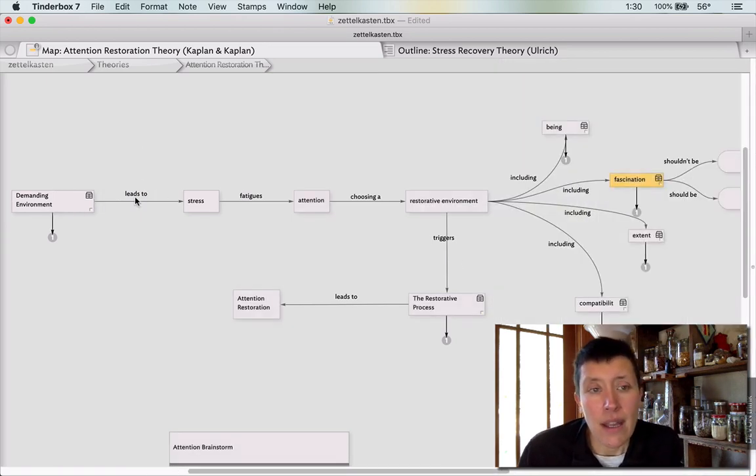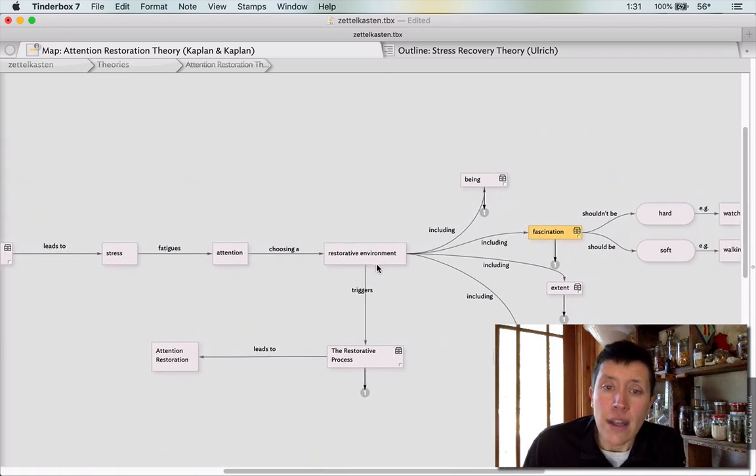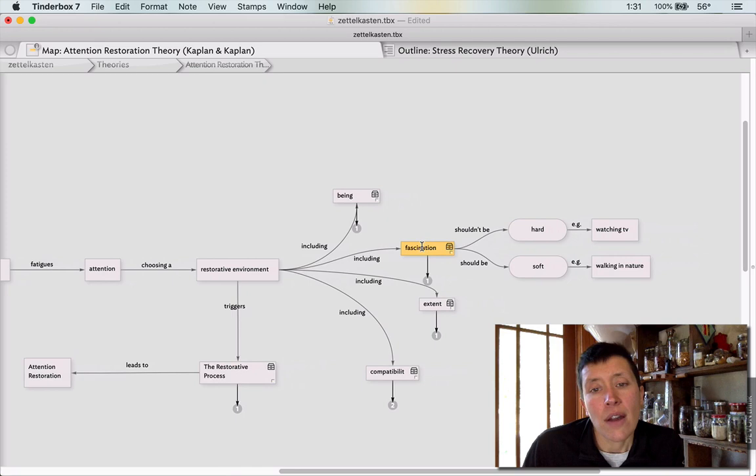And then I have annotated the arrow. So demanding environment leads to stress, which fatigues attention, and choosing a restorative environment triggers a restorative process, which leads to attention restoration. That's the theory. And then restorative environment has these parts that are very important to the theory: being away, fascination, extent, and compatibility. And a note here about fascination in that it can be hard and it can be soft, and it should be soft in order to be restorative.